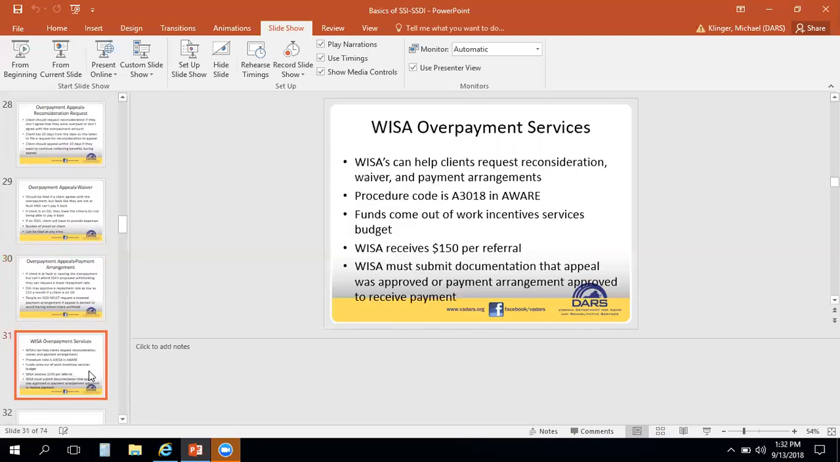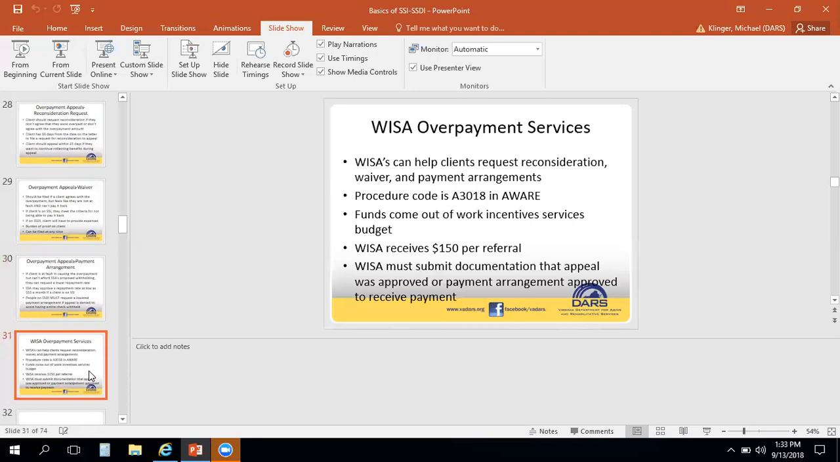And the last slide I have for you has to do with WISA overpayment services. Some of you probably use WISAs already on a regular basis, and I don't know if you're all aware that overpayments are a newer one of the WISA billable services. So if there is a WISA involved, maybe they've done a work world with a client or some other work incentives counseling, and then the client gets an overpayment letter.